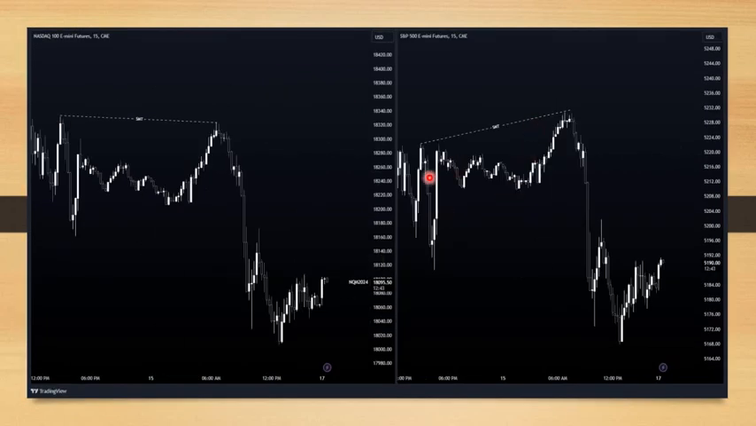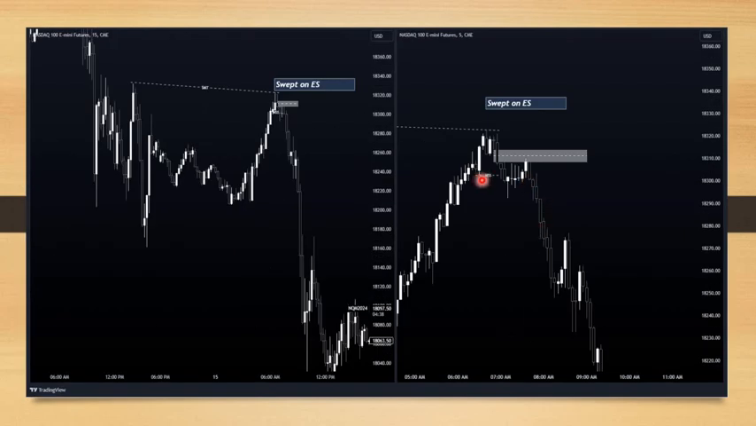Okay, we got our SMT here, right? That's a sweep of liquidity on S&P 500 that translates over to NASDAQ. This will be our sweep of liquidity. That's our first step. Second step, market structure shift. We get displacement through this low, creating a fair value gap right here. That's our entry right there. Entry on the open of the gap. Stop loss above the high or above this candle's wick.